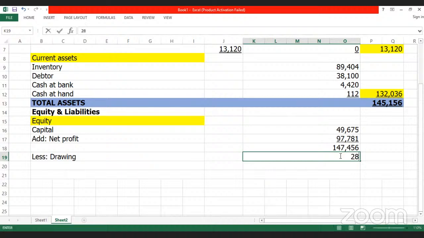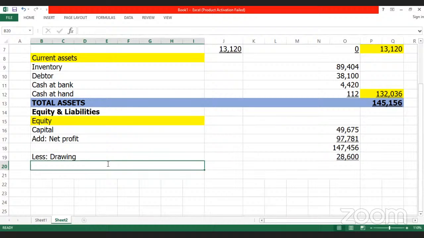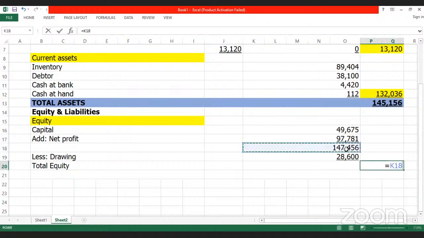28,600. Okay. So we minus the drawings because when you withdraw money from the business, capital is going to reduce. So I'll end up with the total equity, and that will be this minus that. So we get the total equity. Then what's next? That is our total equity.